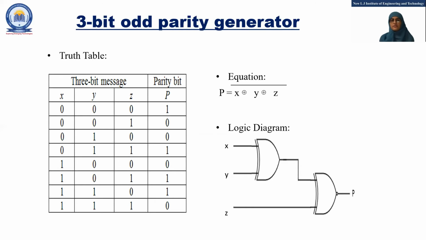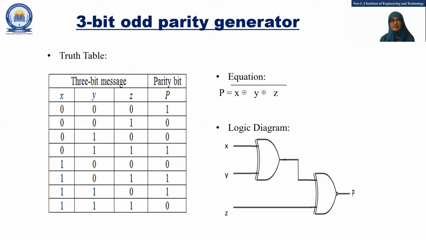This is the truth table of 3-bit odd parity generator, where X, Y, Z is 3-bit message and P is parity bit. For 0, 0, 0, this is even number of ones. So we will add parity bit as 1 to make this combination have an odd number of ones. Now for 0, 0, 1, there is already 1 present, which is Z equals 1, which will make odd number of ones in this 3-bit message. So we will add parity bit as 0. So the total number of ones will be 1, which is odd.